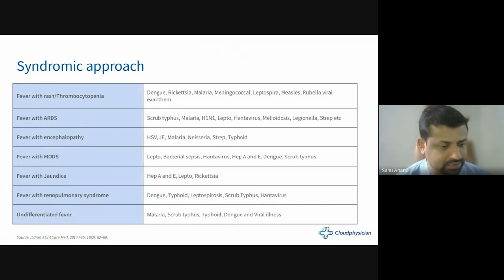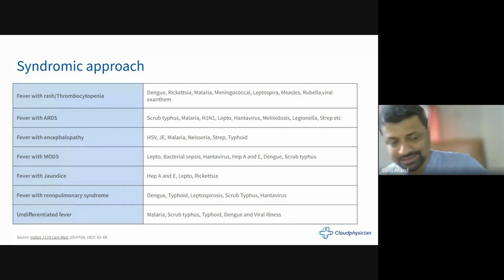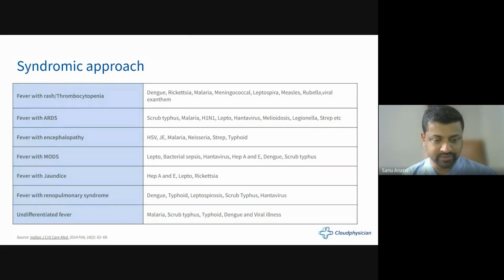The list which both Western studies as well as Indian studies have come up with is this approach where you have a fever with rash or thrombocytopenia, fever with ARDS, that is lung involvement, fever with encephalopathy. This comes in the encephalitis range. Fever with multi-organ dysfunction where multiple organs in the body get involved, fever with jaundice, a renal-pulmonary syndrome where you have a pneumonitis with acute kidney injury, or an undifferentiated fever where it doesn't really fit into any of the syndromes, but can actually be different kinds of involvement.